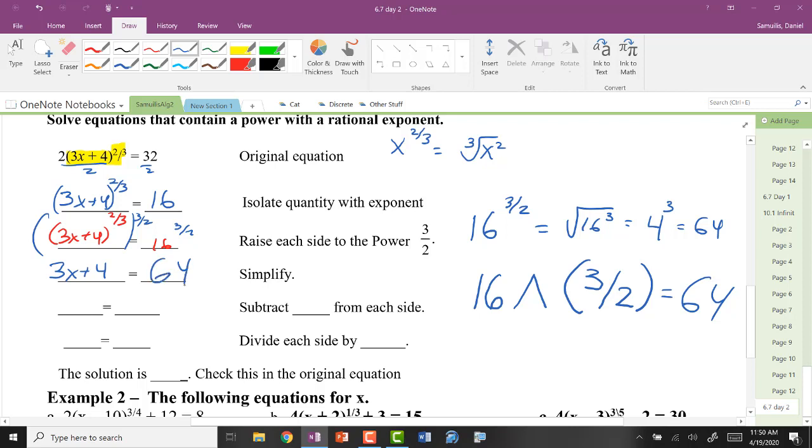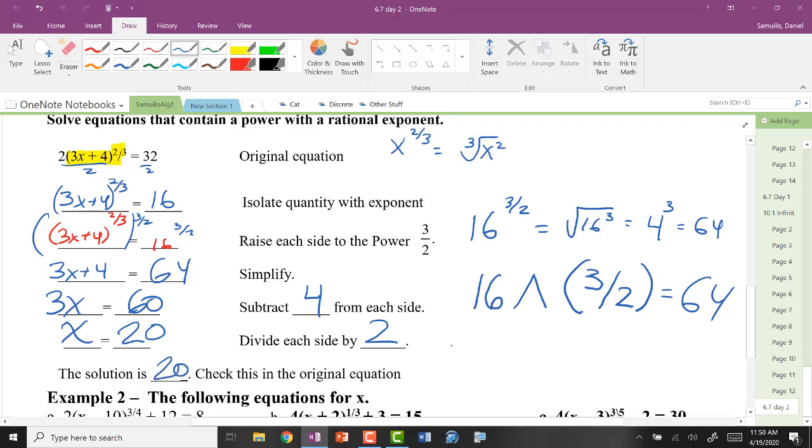All right, well, now it's just easy peasy from here. You're going to subtract 4 from both sides. You're going to divide by 2. So divide by 2, and you get 20. Okay, always check your answer.